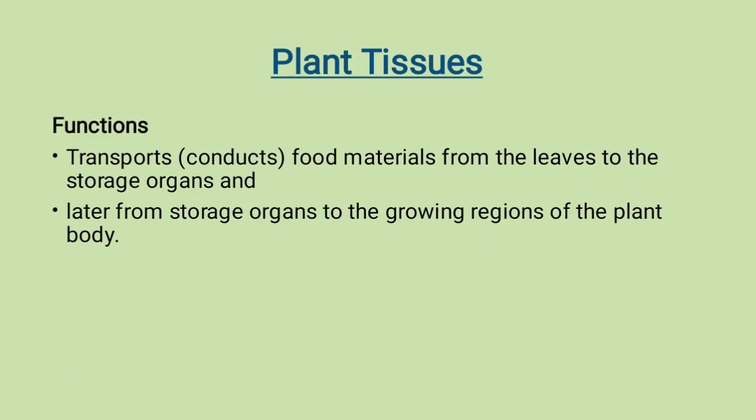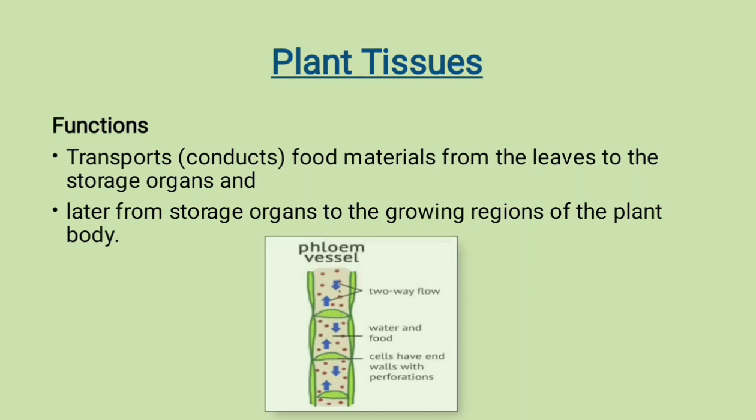We know that food is prepared photosynthetically inside leaves because they contain chlorophyll. But other parts of the plants also require that food to fulfill their energy requirements. So the phloem transports food materials from leaves to storage organs and later from storage organs to growing regions of the plant body. So this is the main function of phloem.